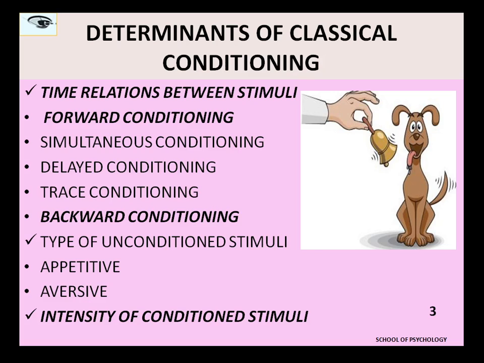And backward conditioning involves the presentation of the conditioned stimulus after the unconditioned stimulus, and usually it results in no learning at all. In backward conditioning, the bell rings after the presentation of food, and in forward conditioning, the bell rings before the presentation of food. When we talk about the first one, simultaneous conditioning, the conditioned stimulus and the unconditioned stimulus are presented together. That is why the term simultaneous.